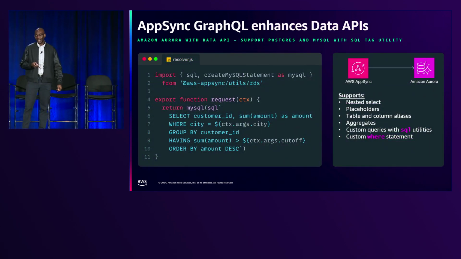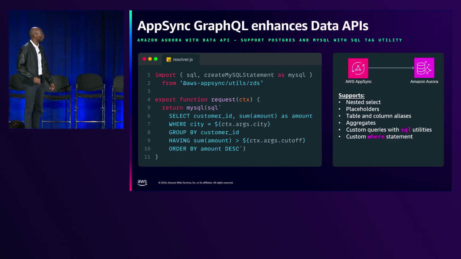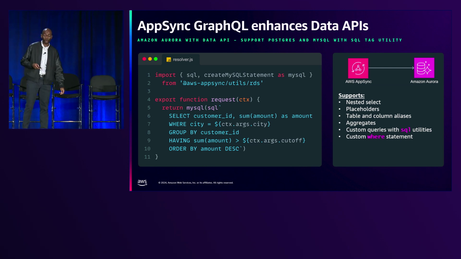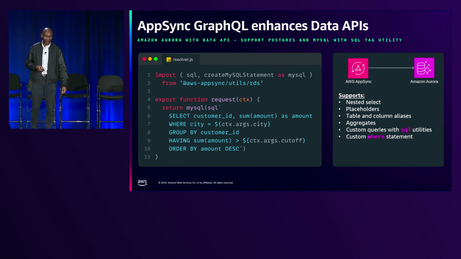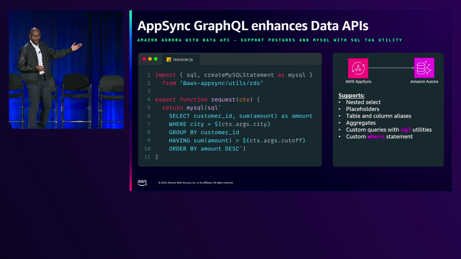I talked about the fact that AppSync enhances REST, but it also enhances data APIs. One of the powers that we have in AppSync today is that you can use it to interact with things like Amazon Aurora Serverless and Amazon Aurora that uses the data API. You don't need to learn anything new to do this. To interact with your Aurora database, simply write some SQL.